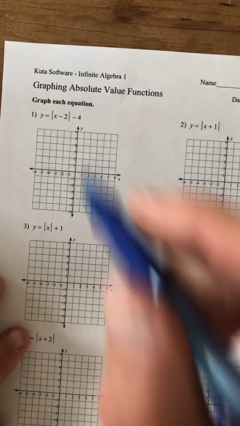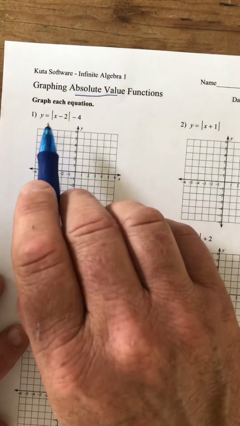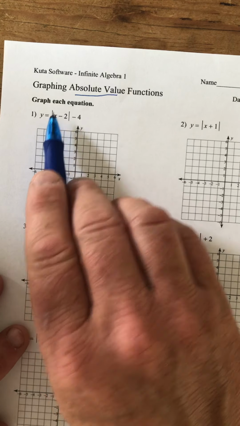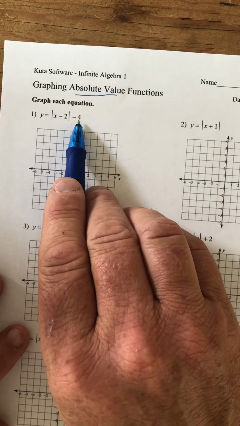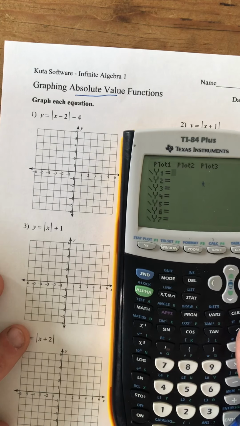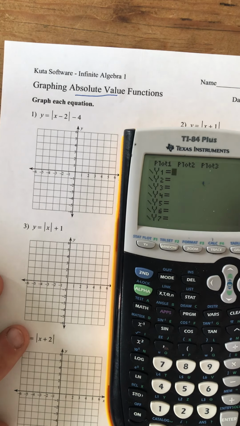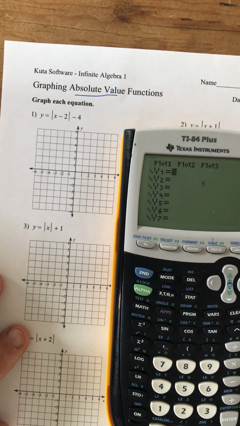Today we're going to be graphing absolute functions, absolute value functions. The first function we have is y equals the absolute value of x minus 2, minus 4. So we're going to take out your graphing calculator. We're going to go to y equals, because that's how we graph on the graphing calculator.